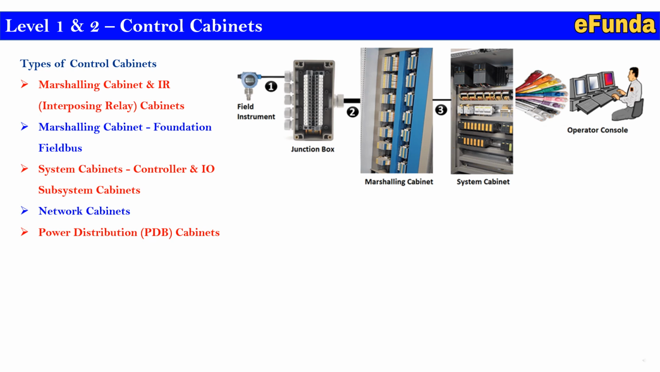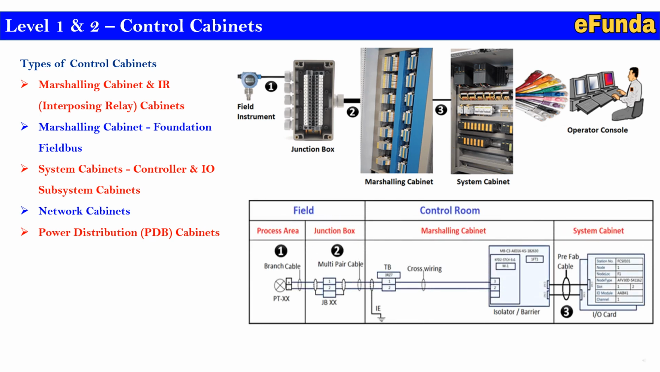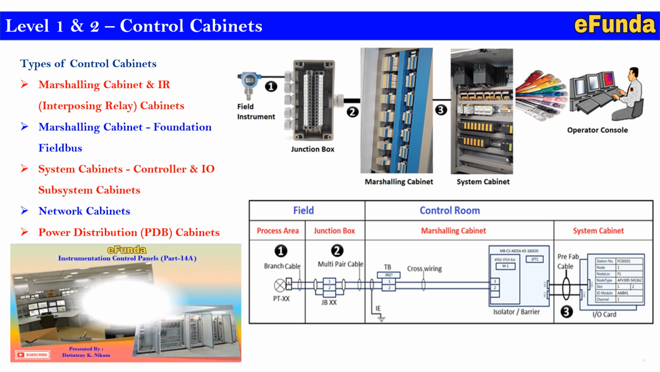Similarly, for better understanding, refer below the loop diagram where the details are covered from process area, junction box, the marshalling cabinet and system cabinet, where the branch cables, multi-pair cable, cross ferruling or cross wiring to the isolator, barrier and prefabricated cables to the IO cards are shown. On this topic we have already created a detailed video. One can refer to that video, that is the instrumentation control panel, part 14A, and there you will get all the details related to the control cabinets.